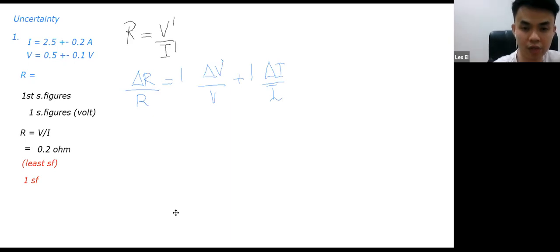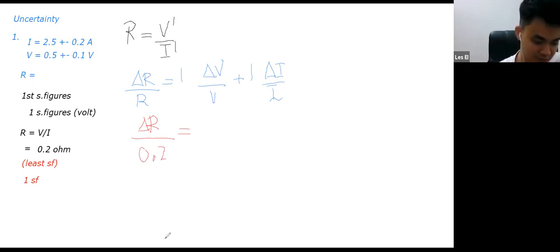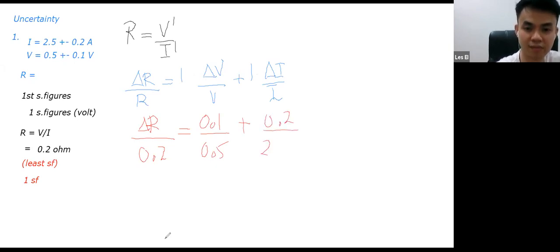Now we continue. We substitute the value. This one is unknown. The resistance is 0.2. 0.1 over 0.5. So 0.2 divided by 2.5. So if you go this way, you're going to get the answer 0.056.